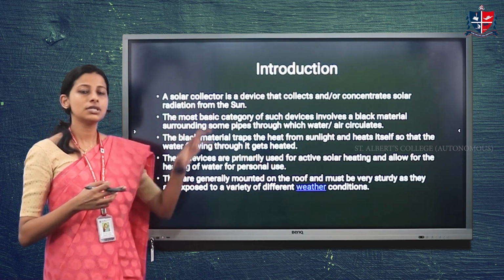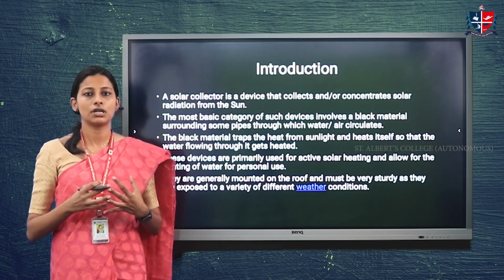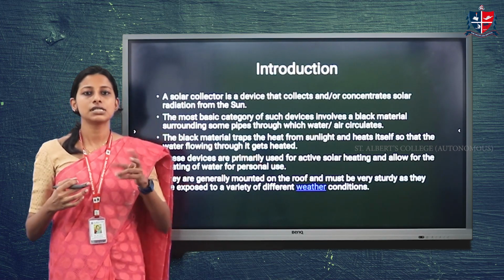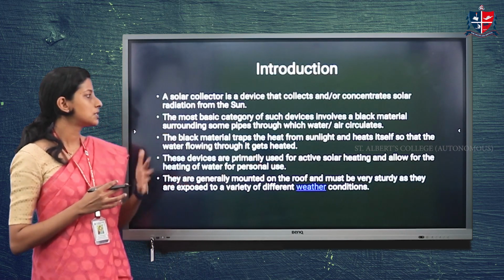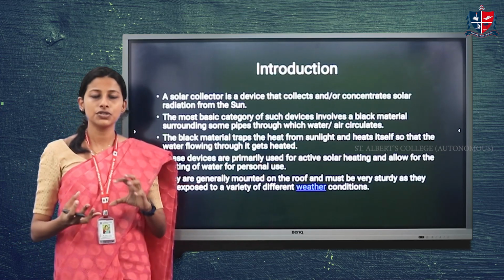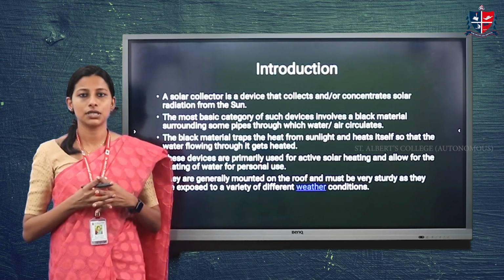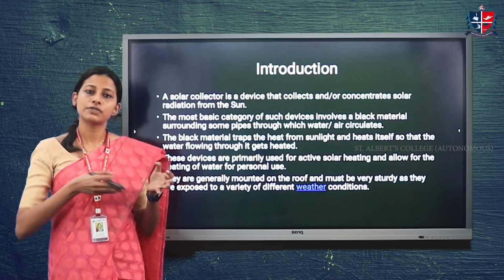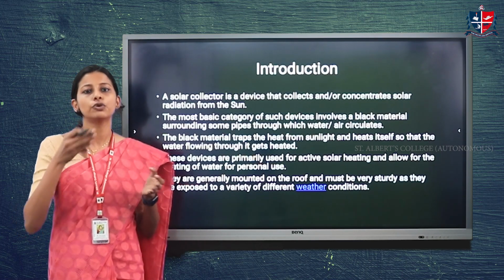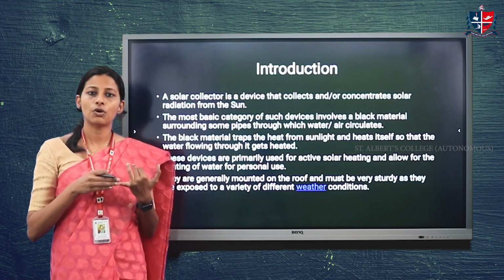Throughout the session, we'll be seeing the different types of solar collectors, how they are classified, and we'll see two basic types in brief description. So the first definition: it is a device that can collect solar energy, and this energy is used for various applications. Any basic solar collector consists of several pipes or tubes through which a fluid flows. The fluid can either be water or air.